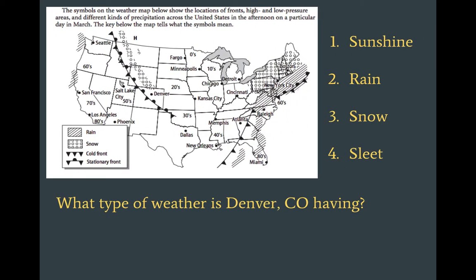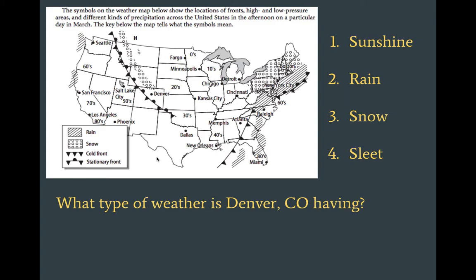All right, here's the first one. So I'm going to read the top of the map. It says the symbols on the weather map below show the location of fronts, high and low pressure areas, and different kinds of precipitation across the United States in the afternoon on a particular day in March. The key below the map tells what the symbols mean. So there's the key.